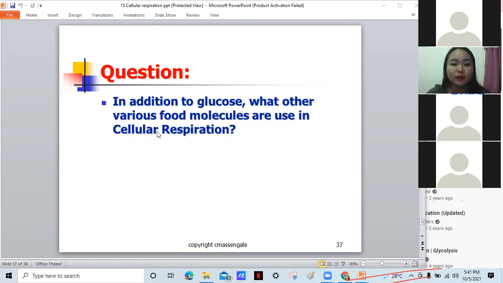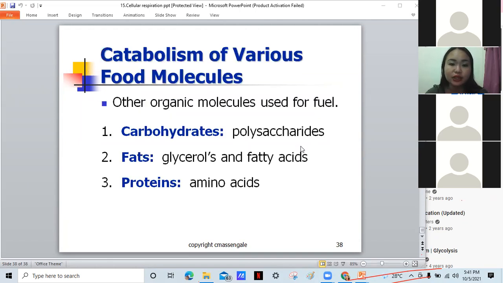So what other food molecules can be used during cellular respiration? Aside from carbohydrates, we can also use polysaccharides, fats, and proteins. That's why when you haven't eaten, once the carbohydrates in the body are exhausted, the body is going to use the fats next. And when the fat in your body is exhausted, you lose your muscles, because it's going to use the proteins or amino acids.